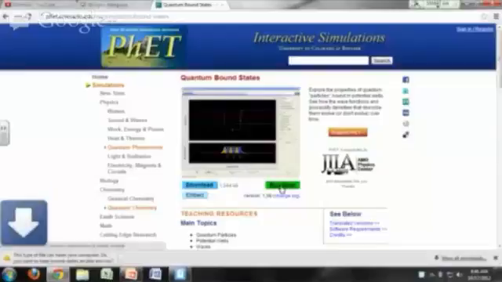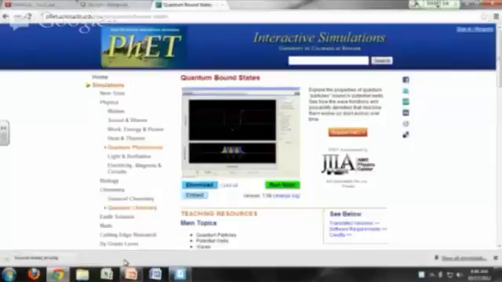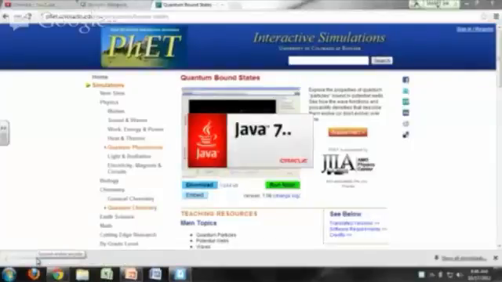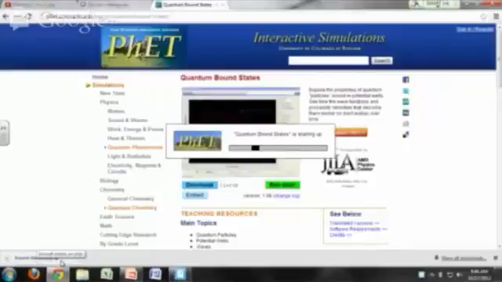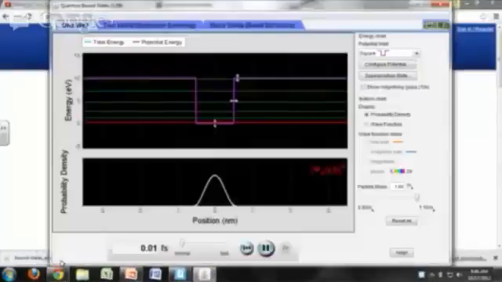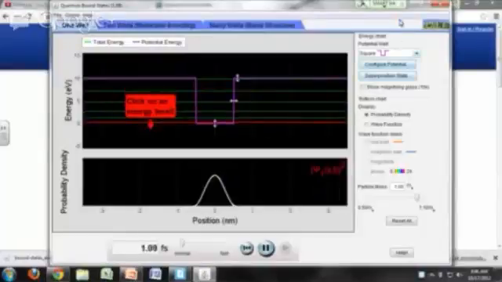And then hit run now. It's going to download a Java applet to your computer, so you get a security warning. Just allow it to run on your computer. And this is what this simulation looks like. Now, in this particular simulation, it shows you the wave functions for a particle, for different potentials.